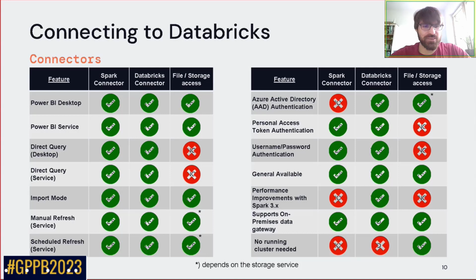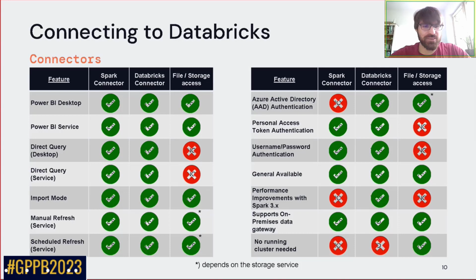The second type of connectors is the file and storage access connectors. As I mentioned before, due to the separation of storage and compute, your data actually resides on a data lake. And usually this data lake, for example, an Azure Data Lake Store Gen 2, can also be accessed directly using Power BI. So you can actually use Databricks, process your data, store it on the Data Lake Gen 2, and then access the results from Power BI directly from the Data Lake Store.